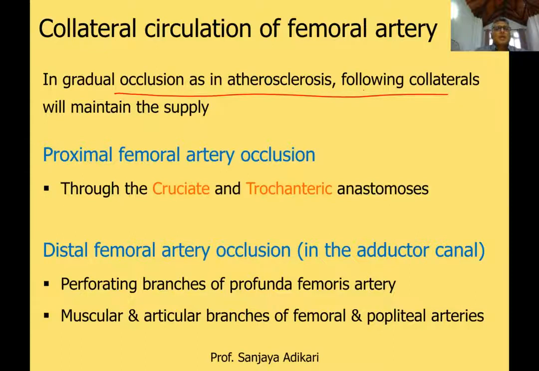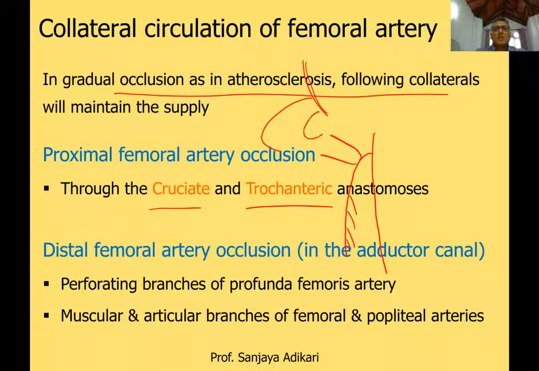you get these 2 anastomoses, cruciate and trochanteric anastomoses. It's like this. You get the femoral artery like this. You get the profunda femoris artery, and from that you get the medial and lateral circumflex arteries and perforating arteries. Then from the internal iliac artery, you get the superior and inferior gluteal arteries. So these unite and anastomose and form the cruciate and trochanteric anastomoses.